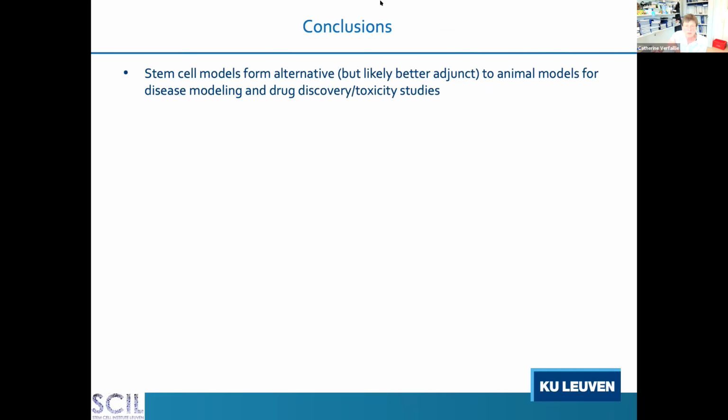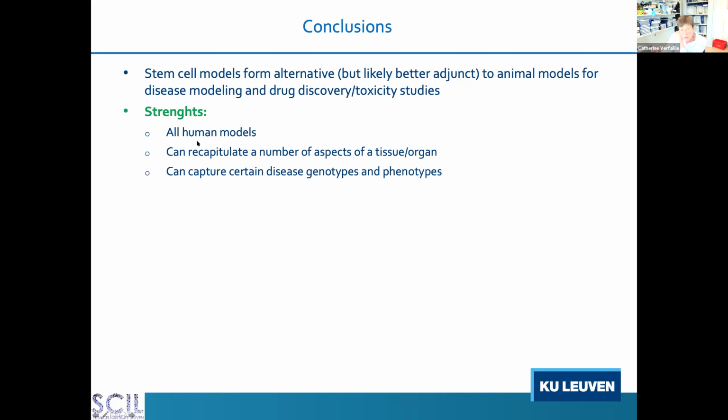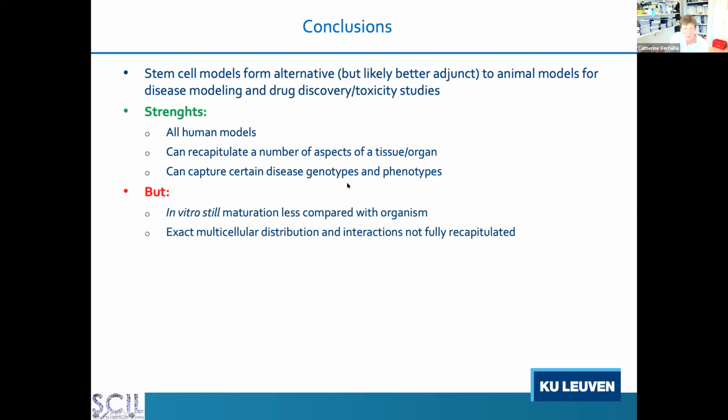So in conclusion, the stem cell models I showed you may form an alternative, but for sure an adjunct to animal models for disease modeling and drug discovery and toxicity studies. The strengths are obviously that they're all human models. They can recapitulate a number of aspects of a tissue and organ and can capture certain disease genotypes and phenotypes, but likely also the phenotype of toxicology. But hopefully I showed you that we are making significant progress in inducing improved maturation, but we are 100% for sure that they're still not quite as mature as they are in an in vivo organism.